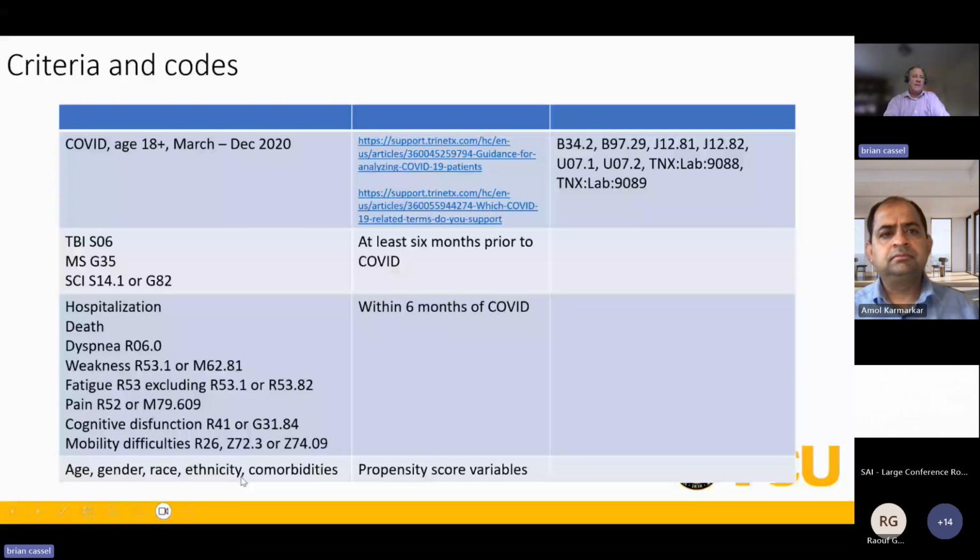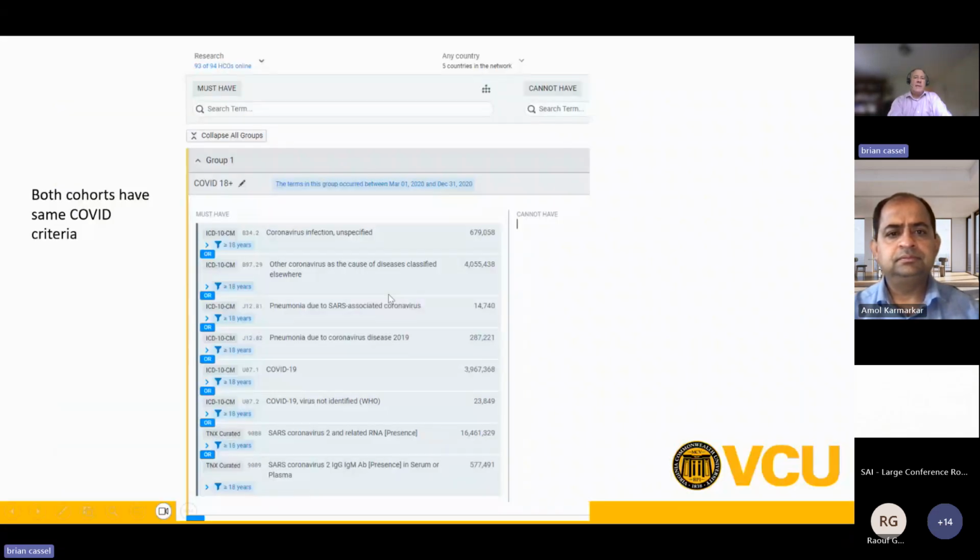They had used the Elixhauser. They actually downloaded the data for their paper, which we're not going to do. And they had computed the Elixhauser comorbidity index, but we could pick a couple of the kinds of comorbidities that are in the Elixhauser and do that ourselves in the propensity score matching without using the whole scale. So each cohort has the same criteria, and I set these up yesterday. So both cohorts have the same criteria in terms of COVID.